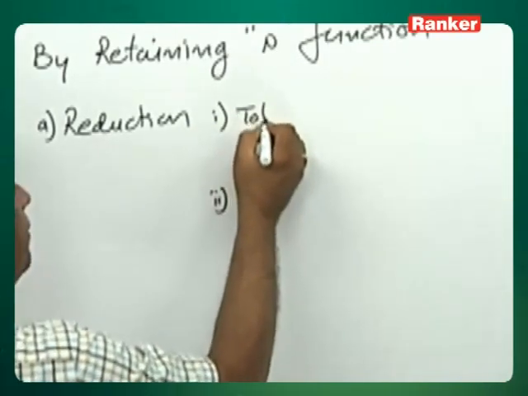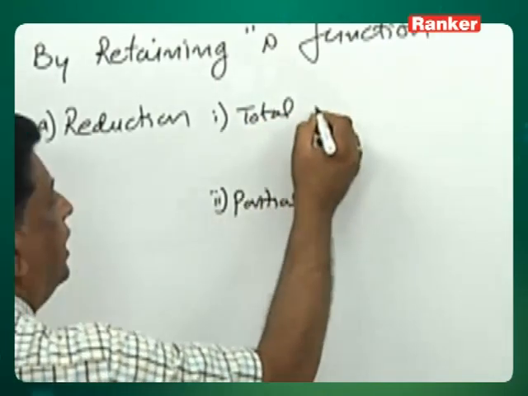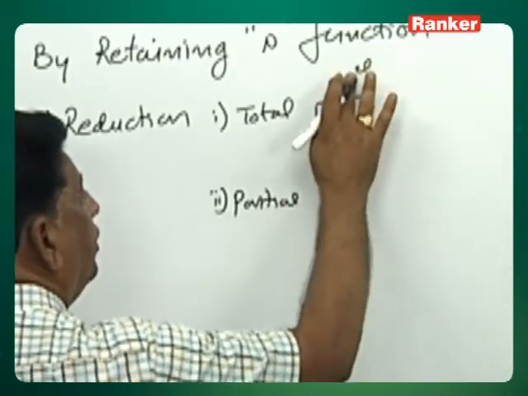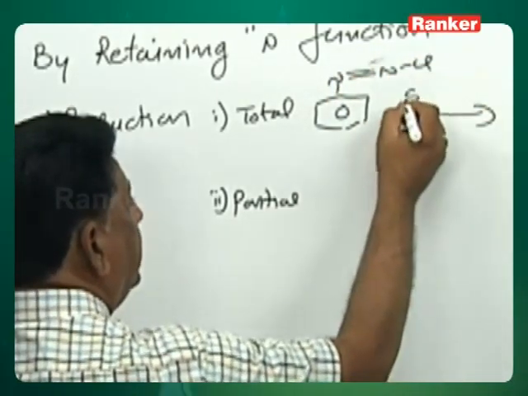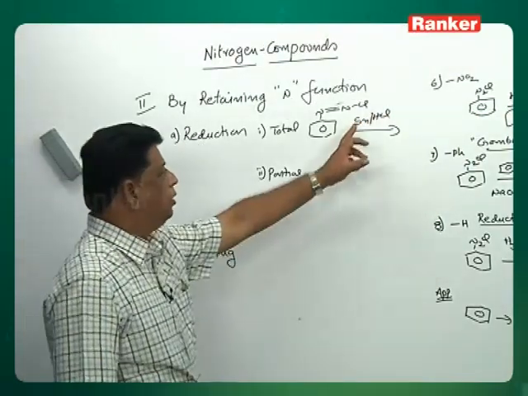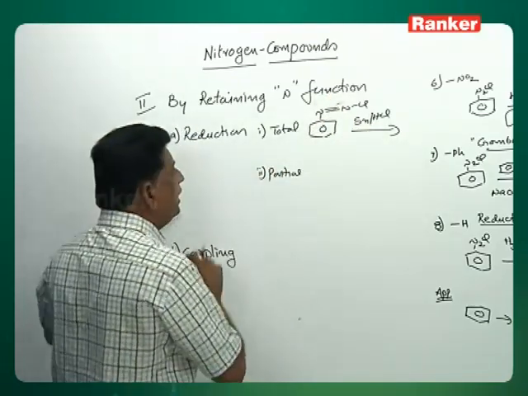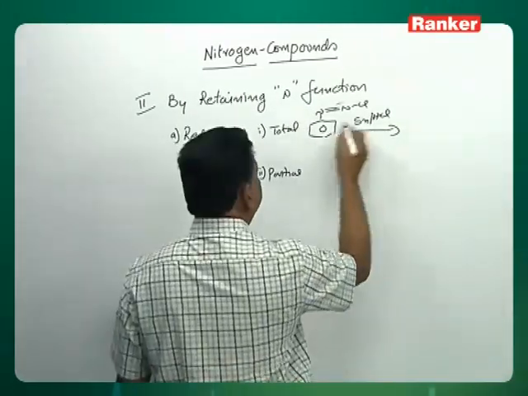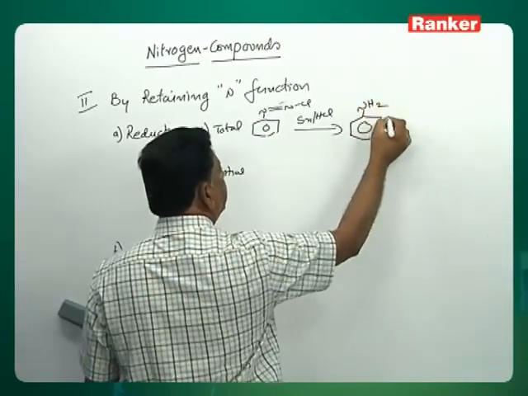Total reduction and partial reduction. In the total reduction, the diazonium salt, N2Cl, or you can write it like this also, N double bond NCl, is reduced with tin and HCl, a strong reducing agent, which liberates the tin chloride and the nascent hydrogen. That nascent hydrogen will cut this bond, and on this side you will get aniline, and on the other side you will get ammonia.